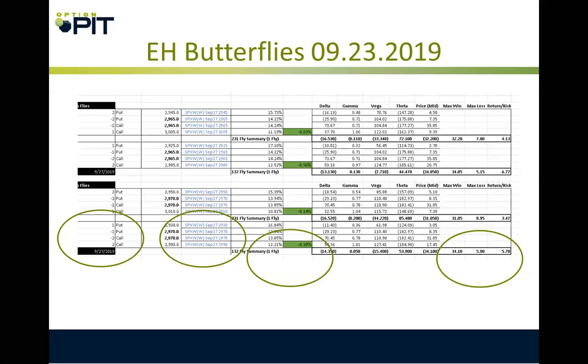Now, the thing is, why did I pick this particular fly? Okay, for an instance. So at the beginning of class, what did I tell you, if you put on an option trade, what you have to have? Okay, you have to have some idea where you think things are going, right?